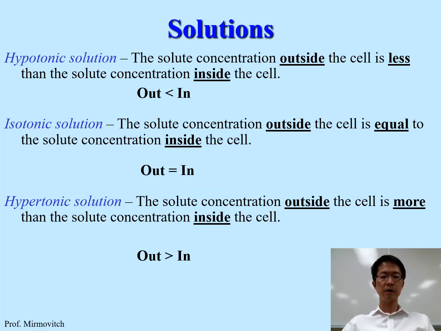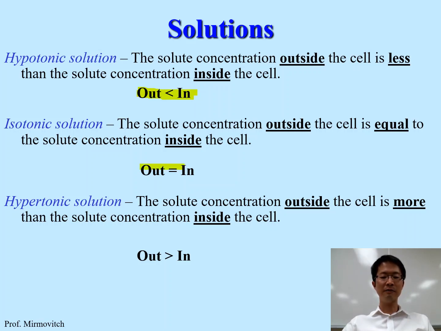Hypotonic. That means the solute concentration outside of the cell is less than the solute concentration inside of the cell. This is a very technical way. Okay, outside of the cell has a lower concentration than inside of the cell.